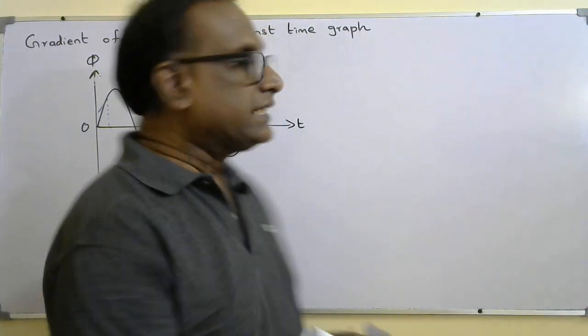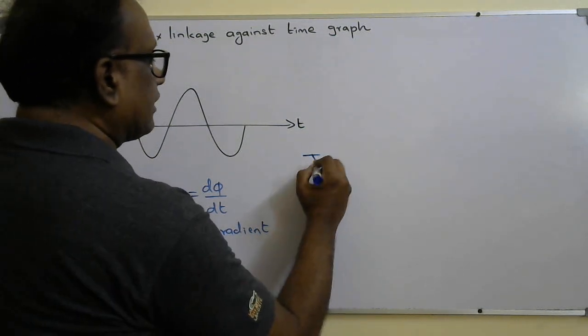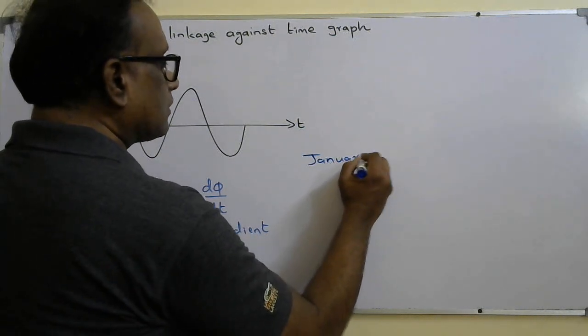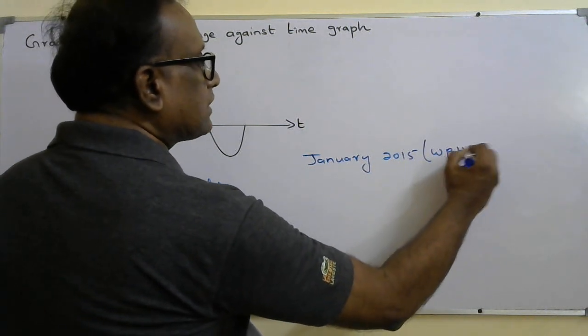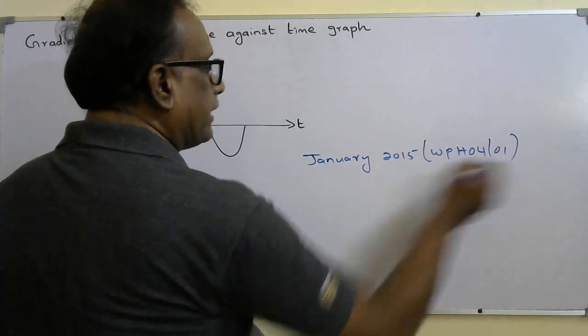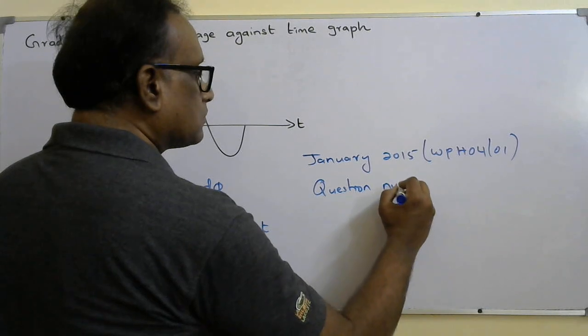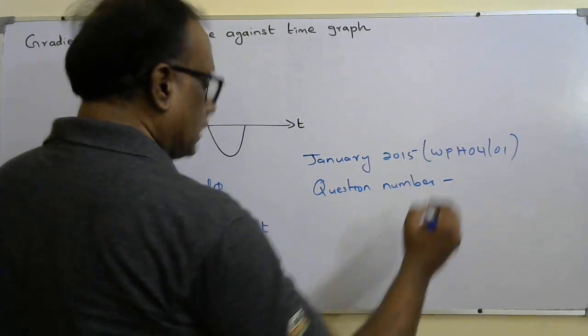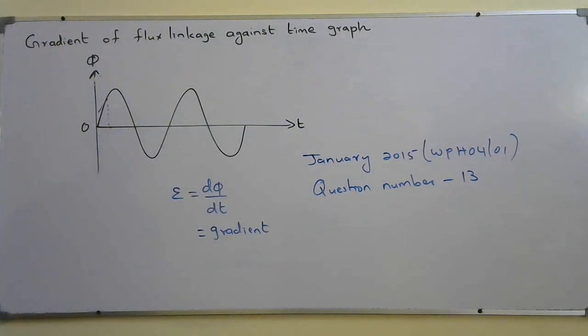A question related to this graph appeared in January 2015, WPH0401, question number 13. Try this question, same way you will get it.